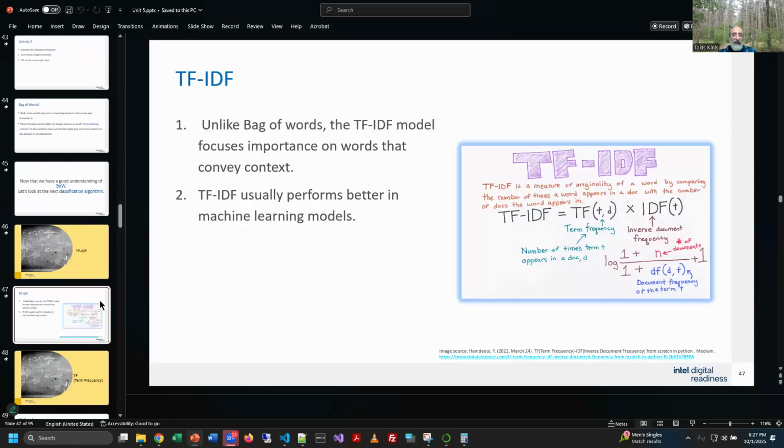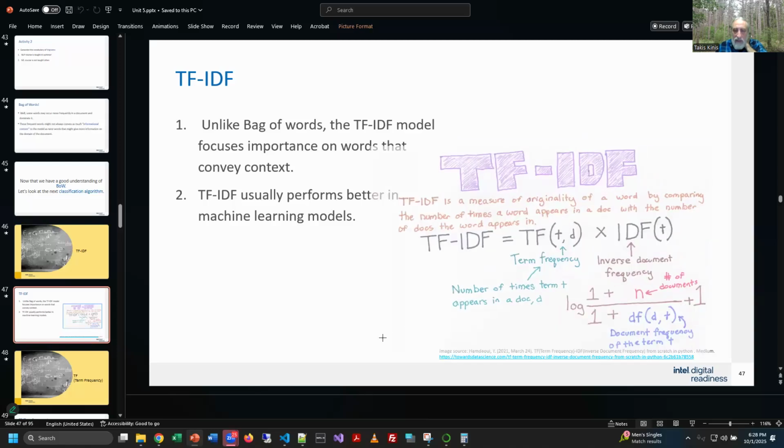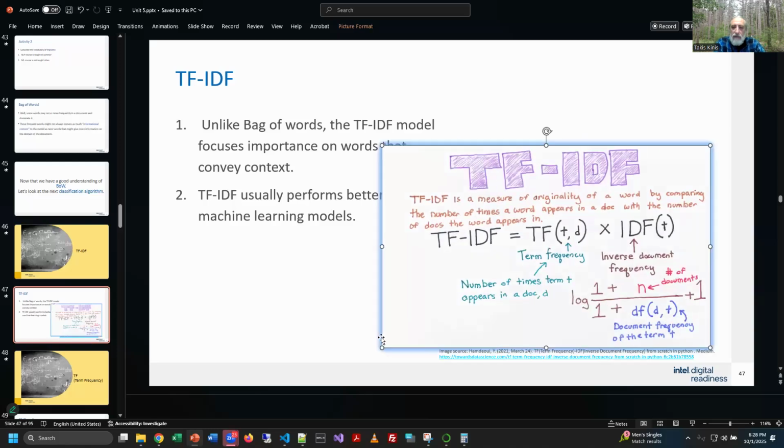All right, so now we're looking at the TF-IDF approach. And it says, unlike the bag of words, it focuses more on the words that convey context, right? This is usually a better option in machine learning models, which is kind of an interesting thing. And there's this graphic here, and so it's a little easier to read I'm just going to make it a little bit larger. And it says it's a measure of originality of a word by comparing the number of times a word appears in a document with the number of docs the word appears in. Right? And they have a mathematical formula for this. Of course they do, right?